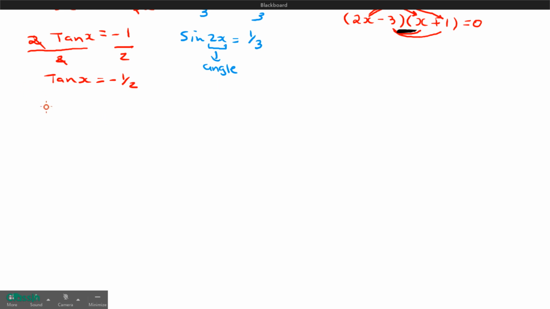Now, what we need to do here is that we say x equals arctan of -1/2. We are looking for the smallest possible angle of this. Let's see, shift tan.